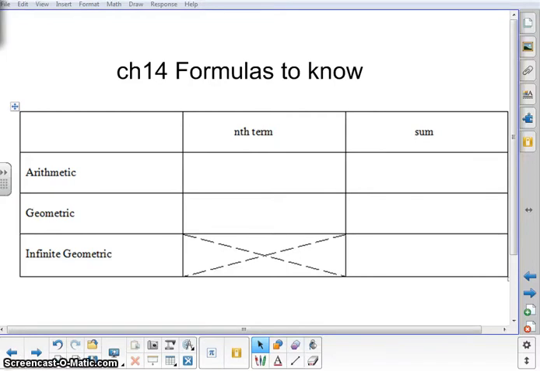Hi, this is Mrs. Slater, and before we get started with the lesson, I just want to go ahead and write down the formulas you need to know. So go ahead and push pause and write these down.